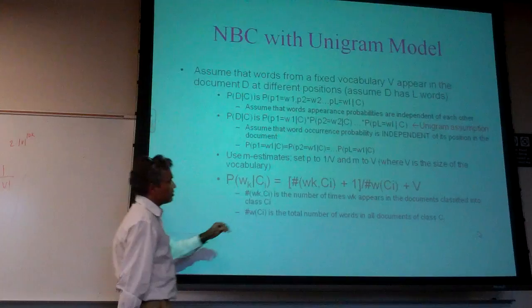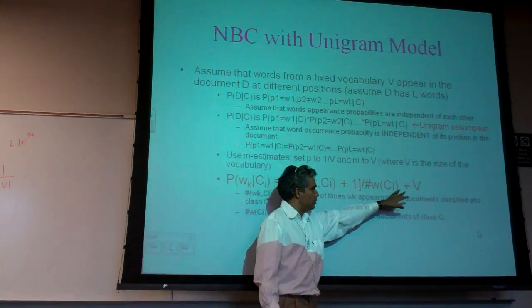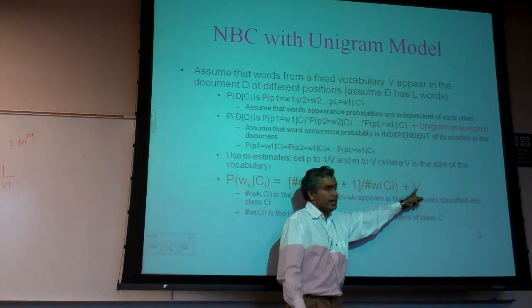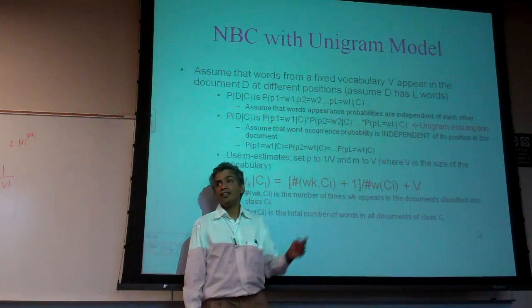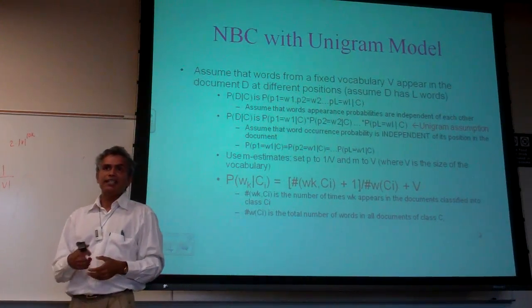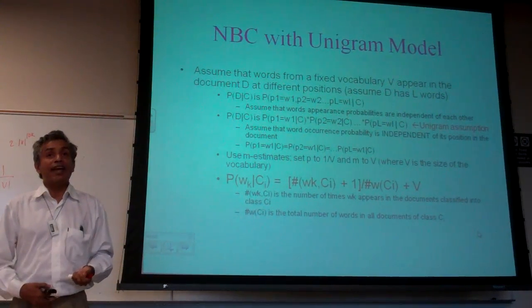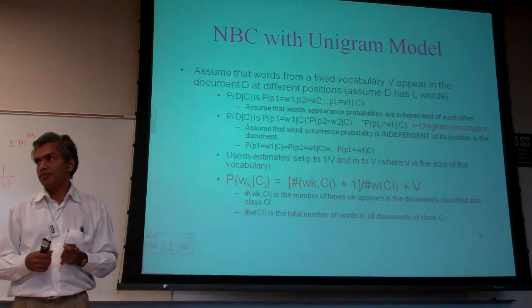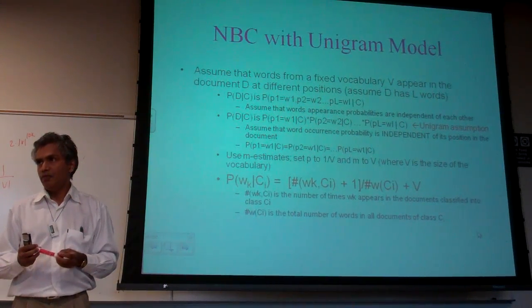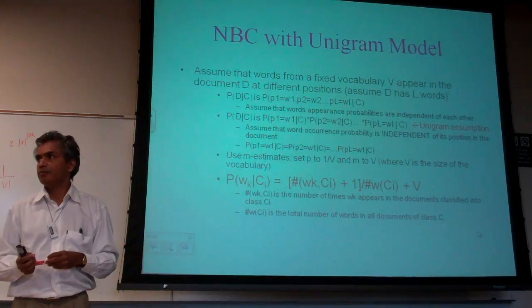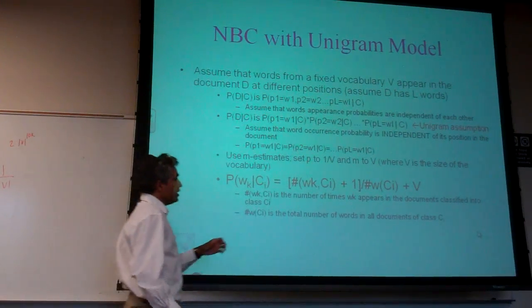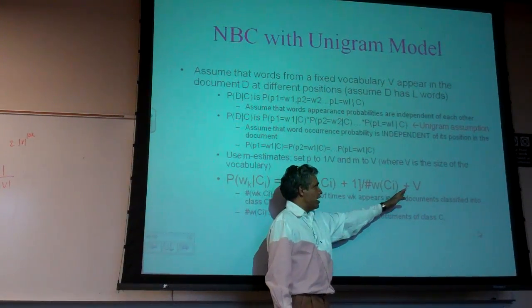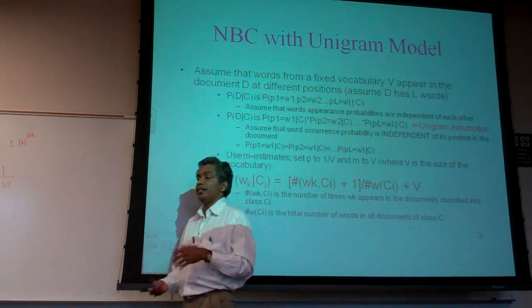Now I'm just going to change this a little bit in terms of smoothing by adding a V here in the denominator and adding a 1 in the numerator. That is basically now going to say that I have extra V virtual samples, V being the size of the vocabulary. And in those virtual samples, each word occurs with probability 1 over V.